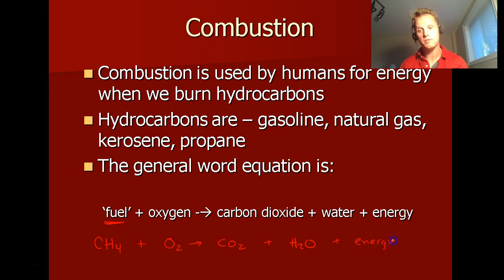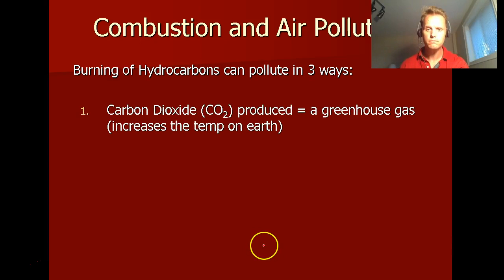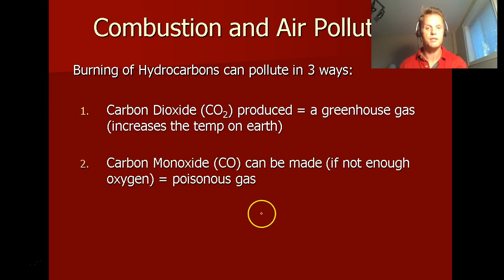We can use it for different things, but the problem is the more we do this, the more CO2 we make, and we contribute to something called the greenhouse effect. So carbon dioxide is a greenhouse gas, it increases the temperature on Earth, and over time it's made our Earth warmer and actually has caused some of these terrible weather effects, more so hurricanes, which have been attributed to increases in greenhouse gases. And there's a lot of other detrimental effects that we're going to talk about in this class.